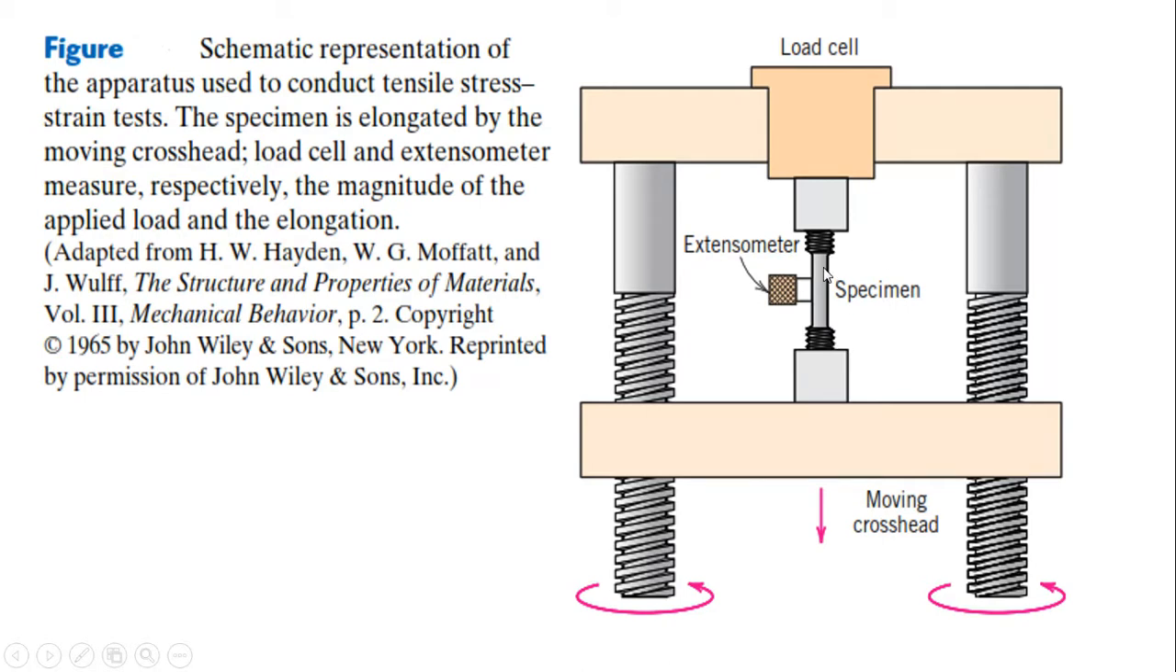Same diagram. This is a specimen. This is the upper cross head, lower cross head. Any one of these will go in the opposite direction, so that there is a tensile force acting on the specimen. This specimen is fitted with an extensometer or strain gauge for measuring the strain. How much is the elongation? For measuring the change in length, we can fit a strain gauge or an extensometer.